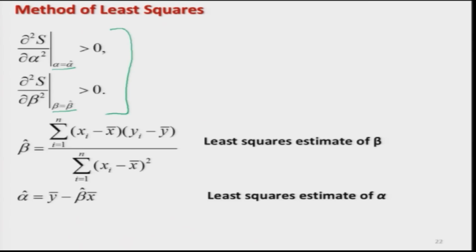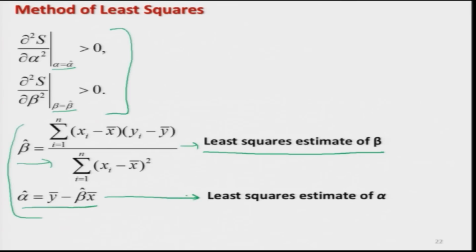So now I have the values of alpha hat and beta hat. This beta hat is given by this expression, which tells us the value of beta on the basis of the given sample of data, and it is called the least squares estimate of beta. This is based on the principle of least squares. Similarly, the value of alpha obtained here is alpha hat equals y bar minus beta hat x bar, and this can also be estimated from the given sample of data.